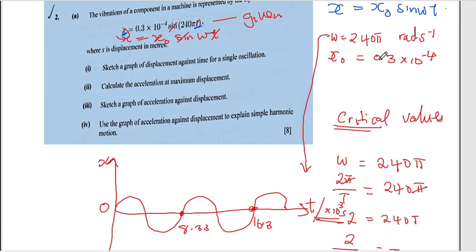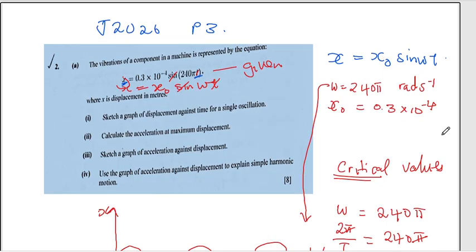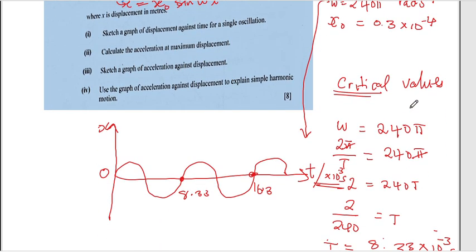If you go back here, our maximum displacement is 0.3 times 10 to the power minus 4. So here you can write 0.3, and here you can write minus 0.3. My values are times 10 to the power minus 4 meters. So this is the graph, guys, for item 1, which is displacement versus time.